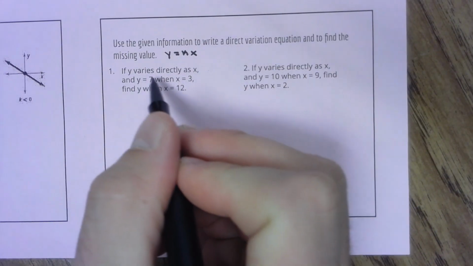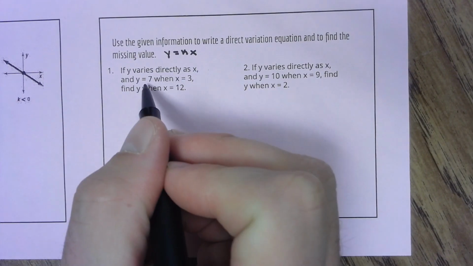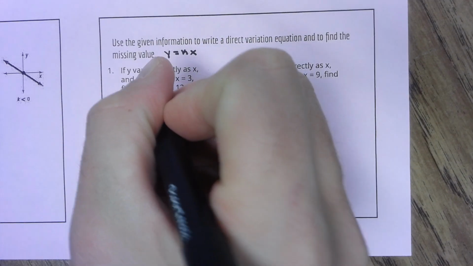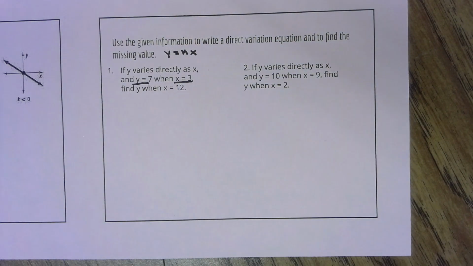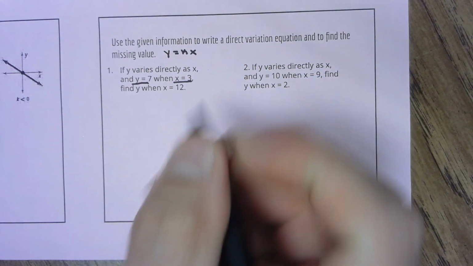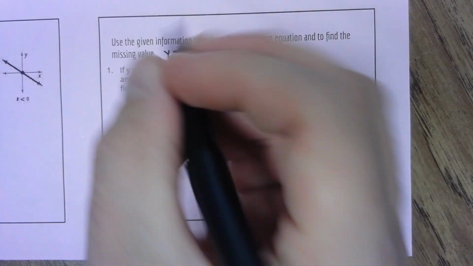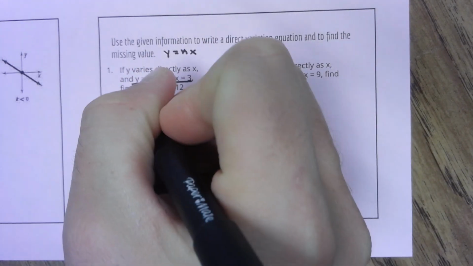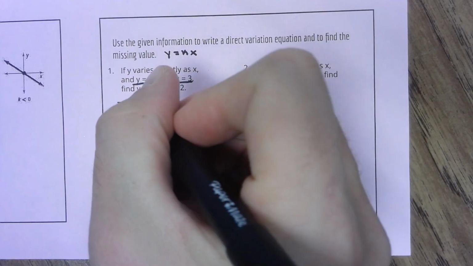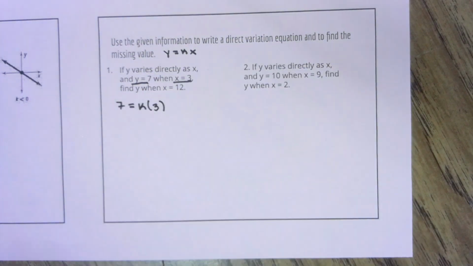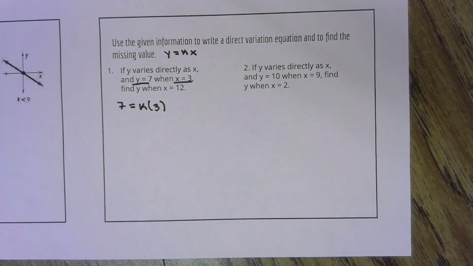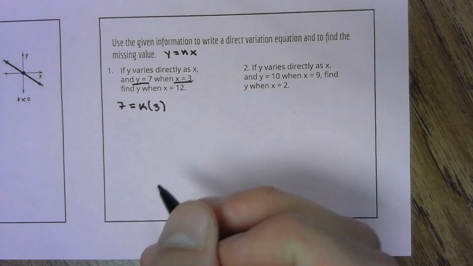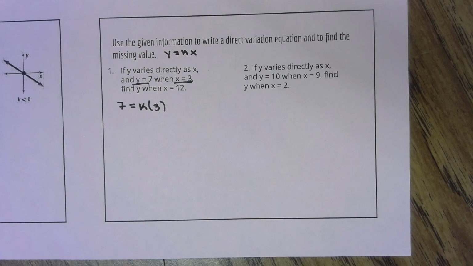So it says, if y varies directly as x and y equals 7 when x is 3, find y when x equals 12. Well, we need to figure out k first. So I'm going to start with the 7 and 3. I'm going to plug 7 in for my y here. We do not know what k is, and then x is 3. So now I'm going to work to get k by itself by dividing both sides by 3. Really all I'm doing here is dividing the given y by the given x.